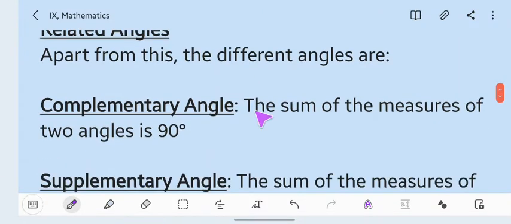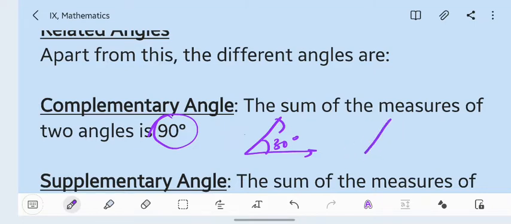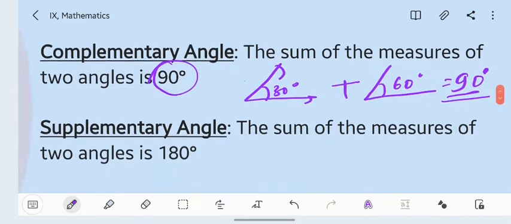These are complementary angles. If the sum of two angles measures 90 degrees, then that comes under complementary angles. Suppose we have here 30 degrees, and the next one is 60 degrees. So 60 plus 30 will give you 90 degrees. So this is a complementary angle.